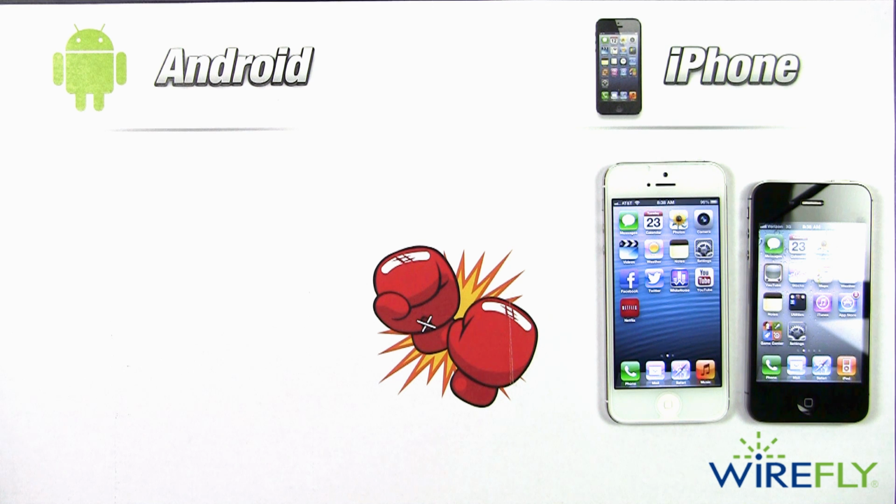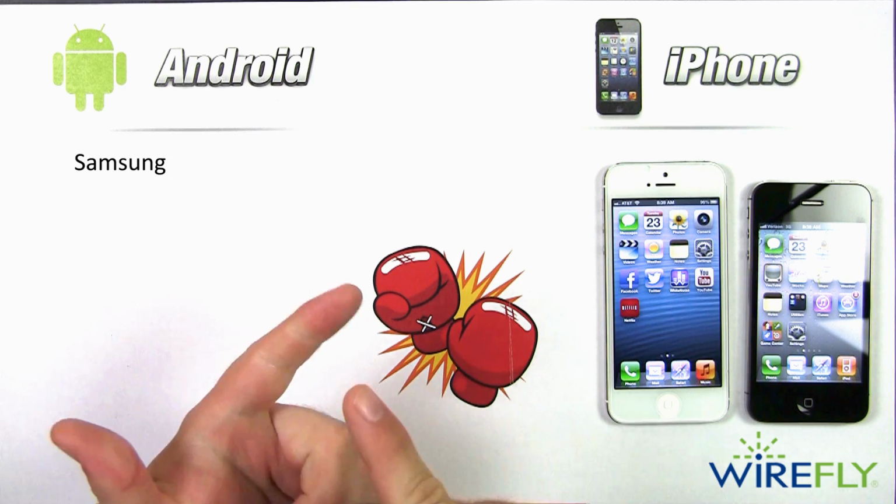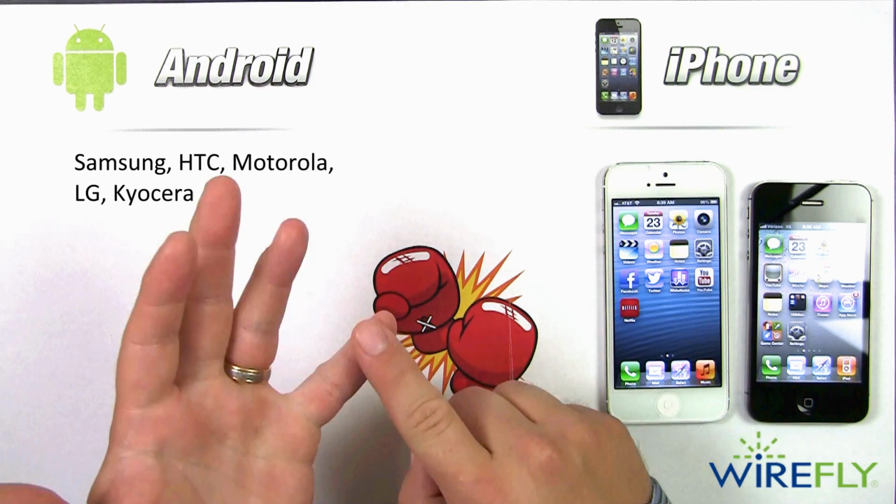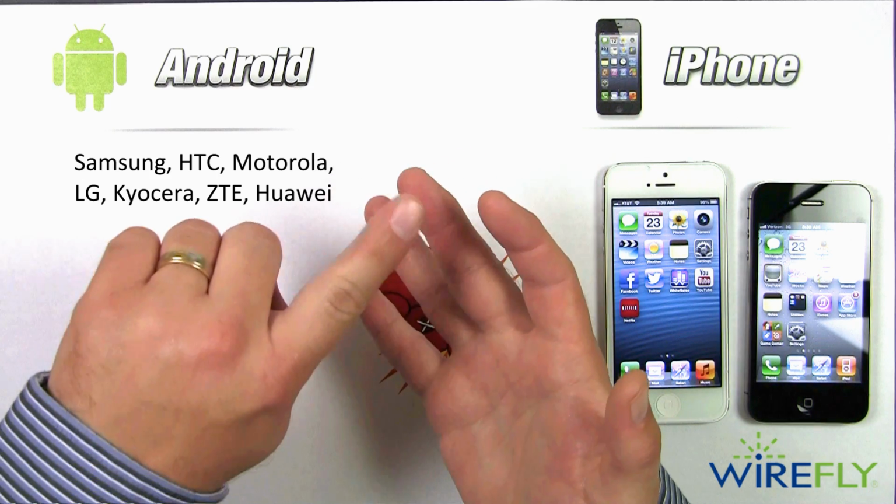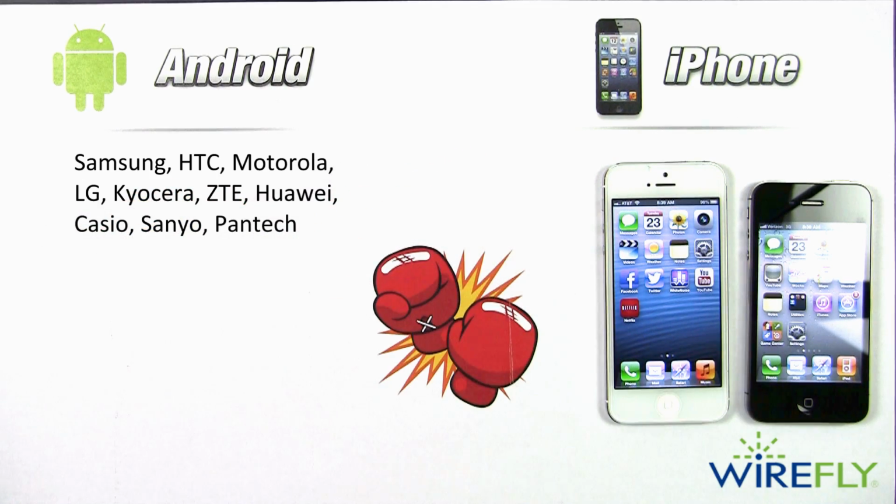Now let's talk about Android phones. You have a lot of choices when you're talking Android phones. There are Android phones made for all the 4 big US carriers, Sprint, Verizon, T-Mobile, and AT&T, and every smaller regional carrier that I know of carries Android phones as well. As far as manufacturers for the Android phones, you have Samsung, HTC, Motorola, LG, Kyocera, ZTE, Huawei, Casio, Sanyo, and Pantech. So you have 10 major manufacturers that are making Android smartphones right now.